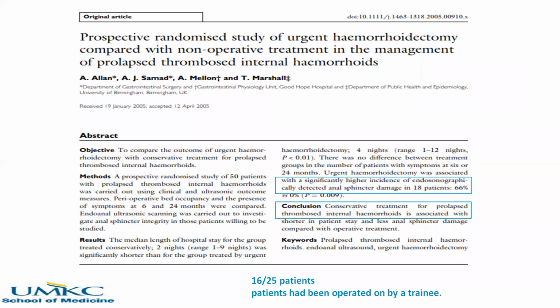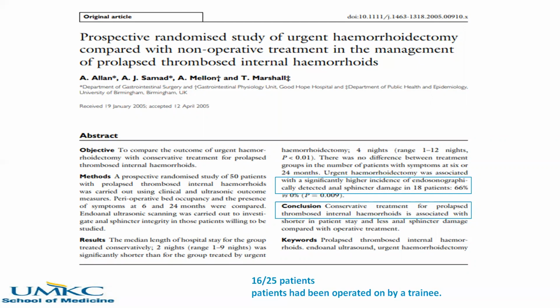The one prospective randomized study that compared urgent hemorrhoidectomy versus conservative treatment is out of the University of Birmingham, UK. It showed that a conservative treatment is associated with shorter patient stay and less anal sphincter damage. Because in this study, they found that 66% had sonographically detected sphincter damage in those patients who underwent urgent hemorrhoidectomy.